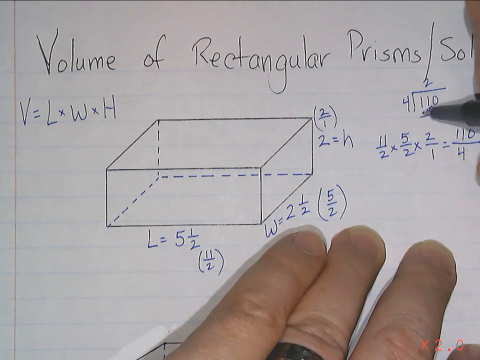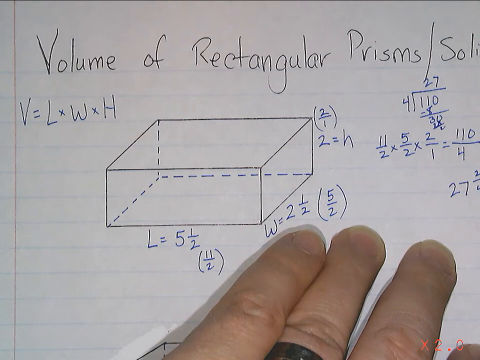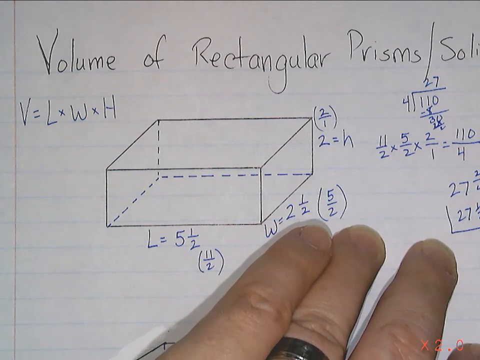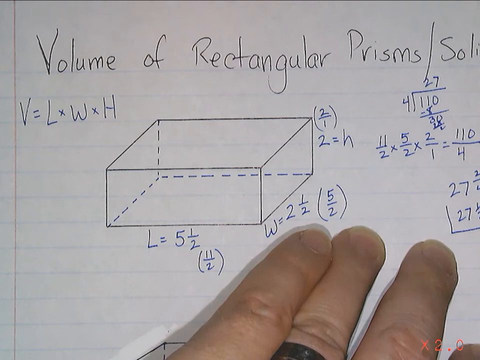It looks like it's going to be 27. 28, yeah, 2 left over. So it's going to be 27 with 2 left over 4, or 27 and a half. So it's going to be 27 and a half. And this example is going to be inches. So it's going to be 27 and a half inches cubed.